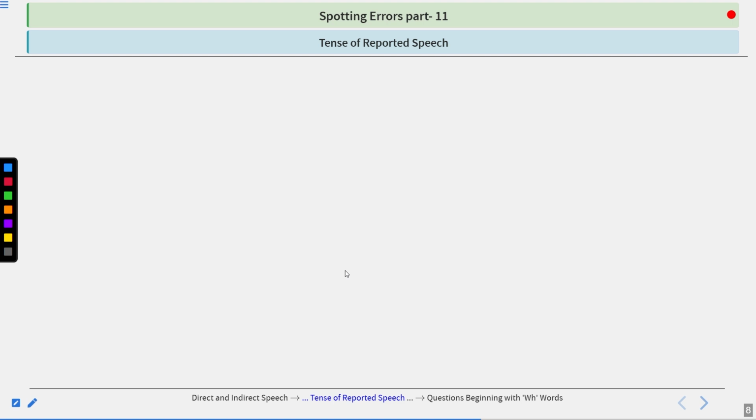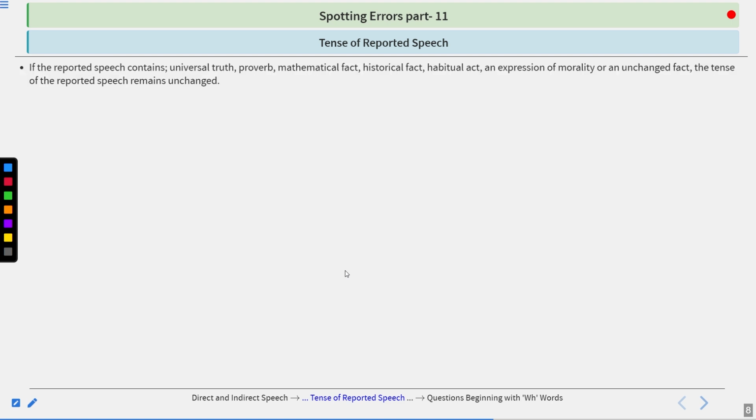Tense of reported speech. If the reported speech contains a universal truth, proverb, mathematical fact, historical fact, habitual act, an expression of morality, or unchanged fact, the tense of the reported speech remains unchanged. So you don't need to change the tense of the reported speech if you find these things. Example: he said, the sun sets in the west, which is a universal truth. It is a direct speech.